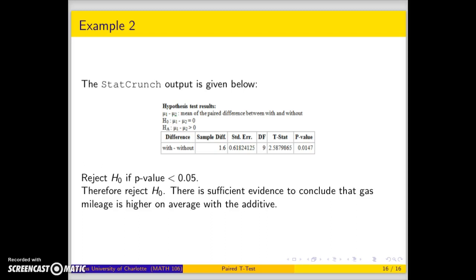Just make sure you watch the tutorial videos to know how to do this in StatCrunch.